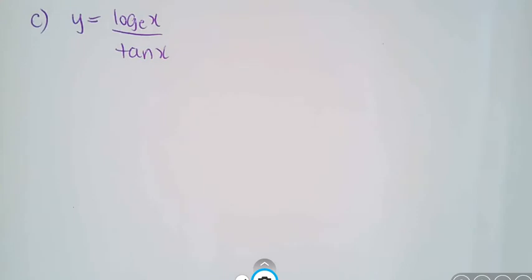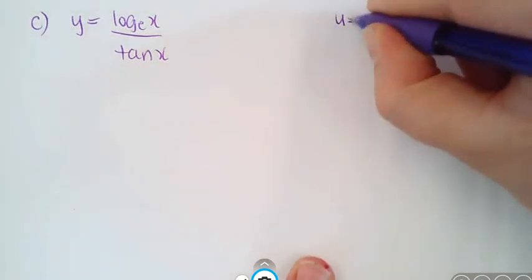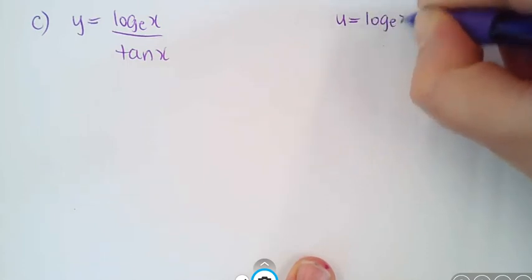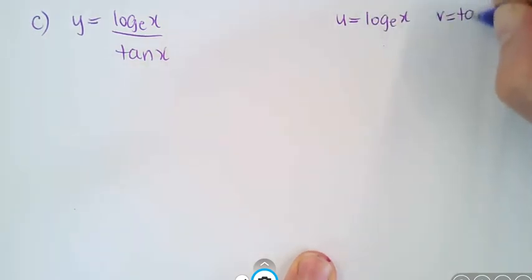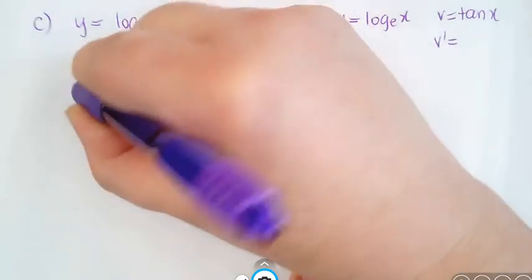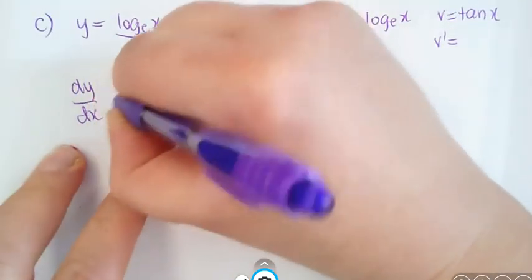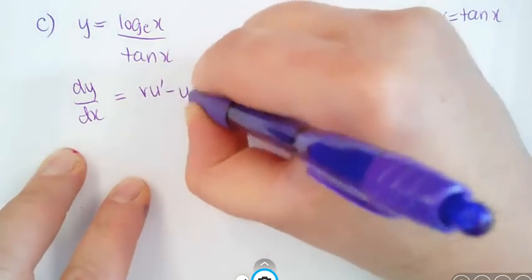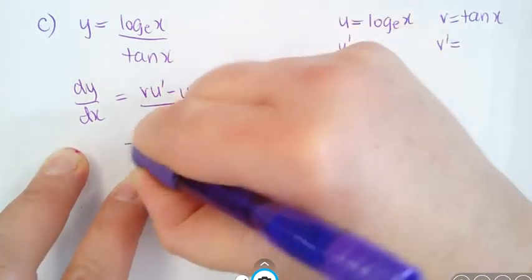Differentiate log to the base e of x divided by tan of x. So again, u equals log to the base e of x, v is tan x. Write the derivatives of each and let's apply the quotient rule: vu dash minus uv dash over v squared.